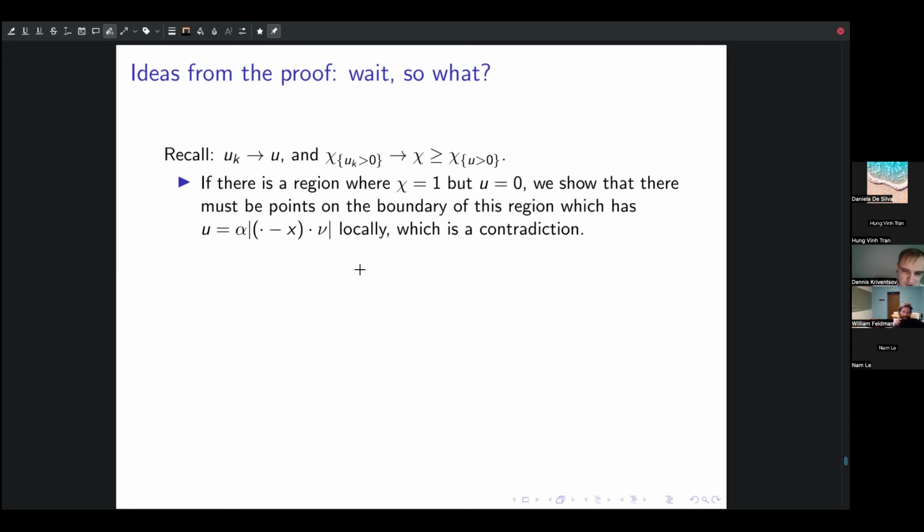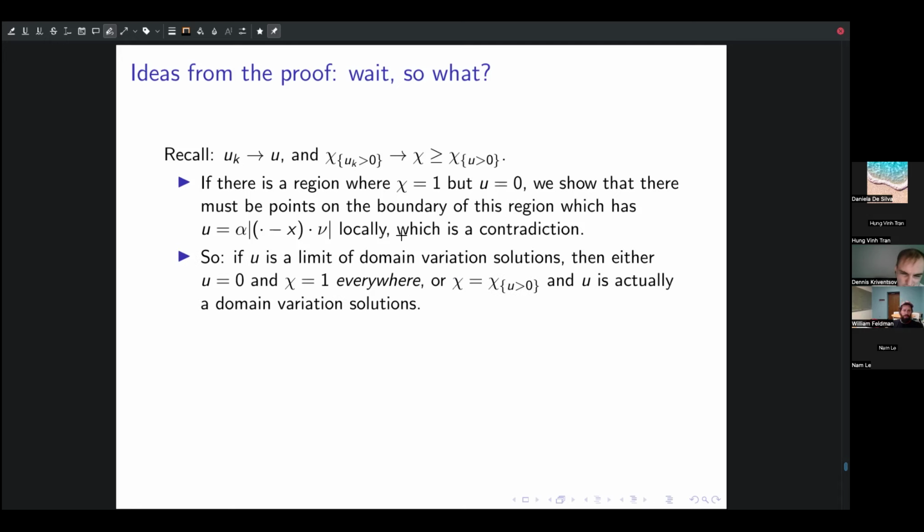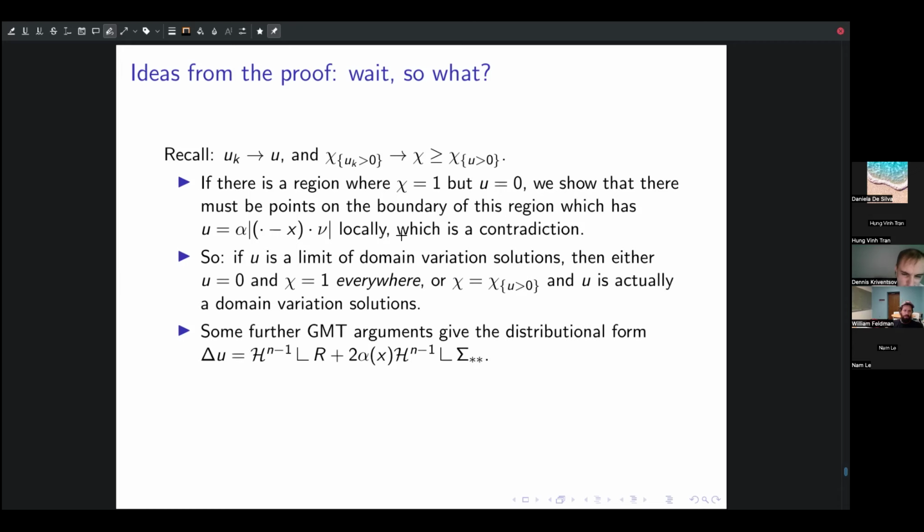And locally looking like this at a point where U is 0 on one side of it is a contradiction. These are not compatible. If U is locally like this, but U equals 0 on the boundary of such a point, and this is a point of rectifiability, then this is just not possible. And okay, so this implies the convergence theorem I mentioned.